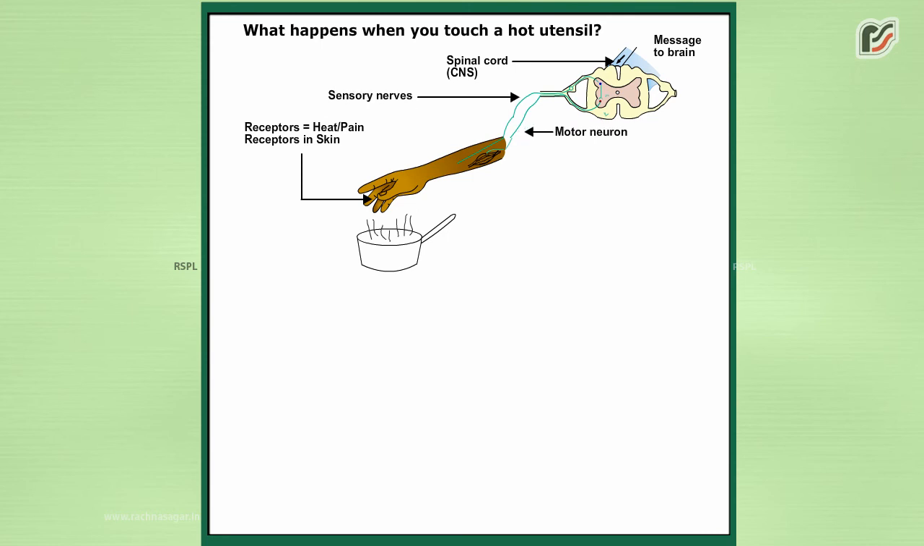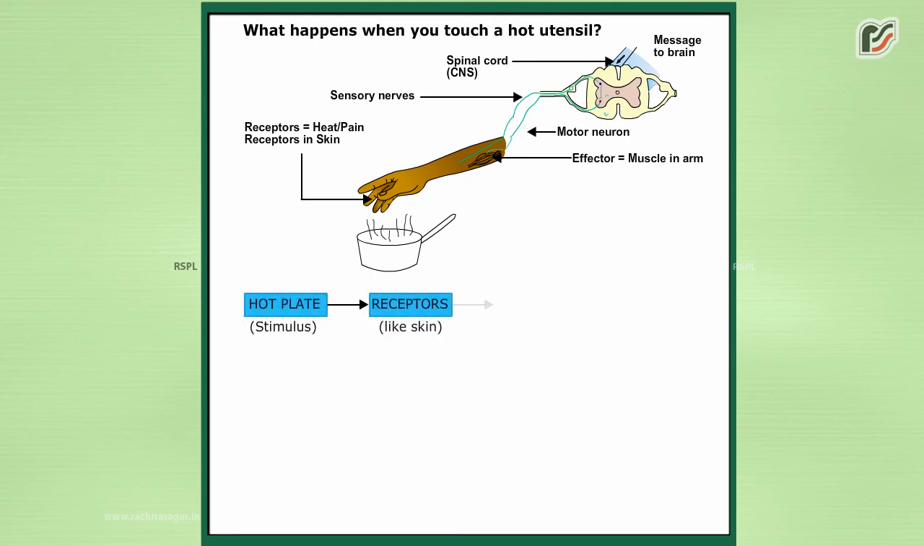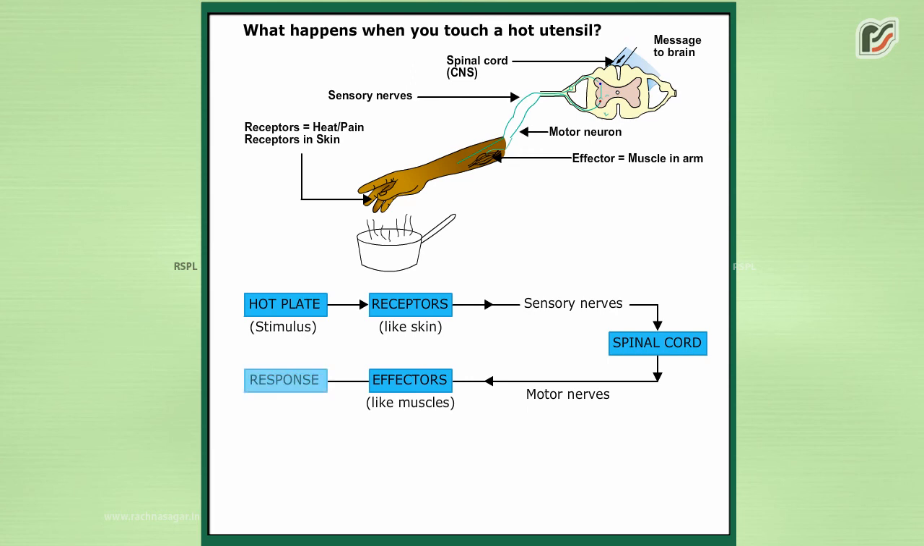The part of the body that responds to stimulus sent by spinal cord is called effector. In this example, muscles act as effector. In a reflex action, a message from the receptor is relayed by sensory nerve to the spinal cord, which sends information for response via motor nerves to effector. This pathway is called reflex arc.